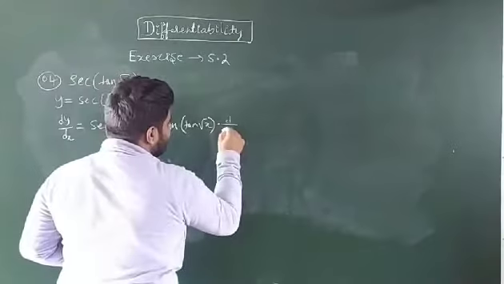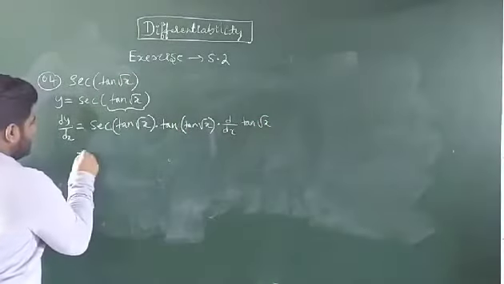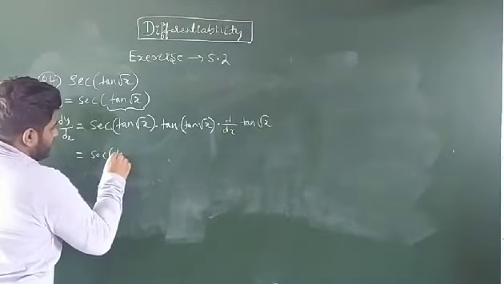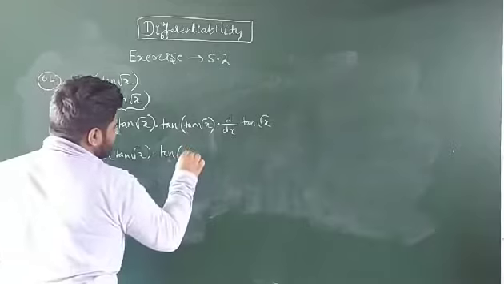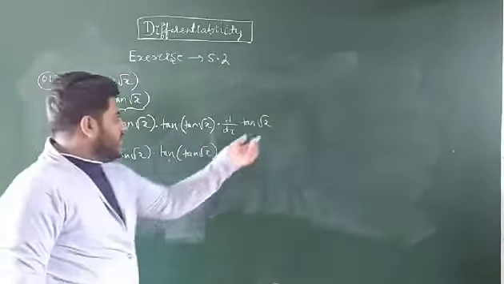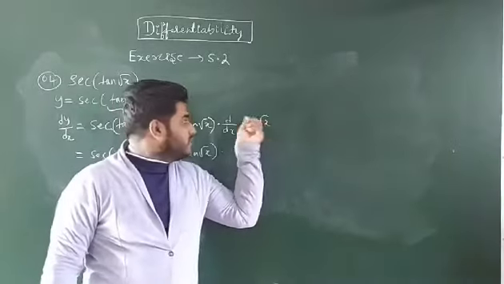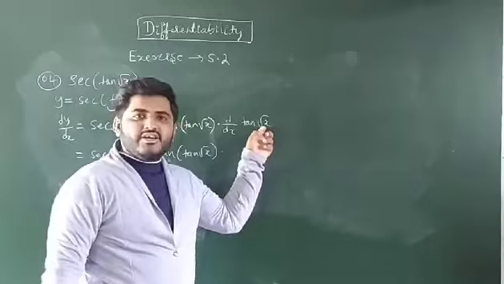We have to find the derivative of sec of tan root x. So that is nothing but sec of tan root x into tan of tan root x into differentiation of tan root x. So consider this as an x. So differentiation of tan x is sec square x, but in place of x we are having root x.